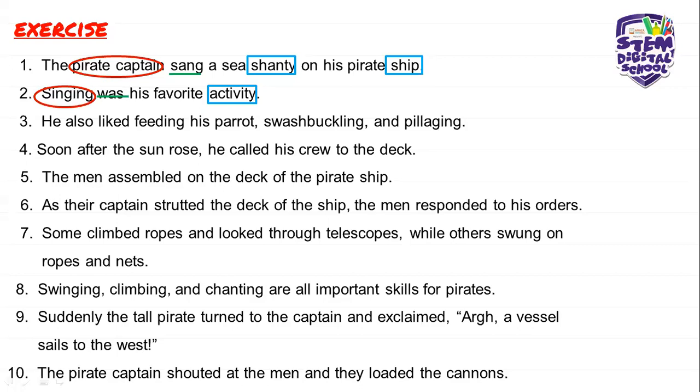Okay. When we look at that sentence, we are going to look for the verb. Was is the verb in this sentence. And then we're going to ask who or what performs the action. So singing was his favorite activity. Okay, let's go to the next one. I'm just going to give you a better example of this.